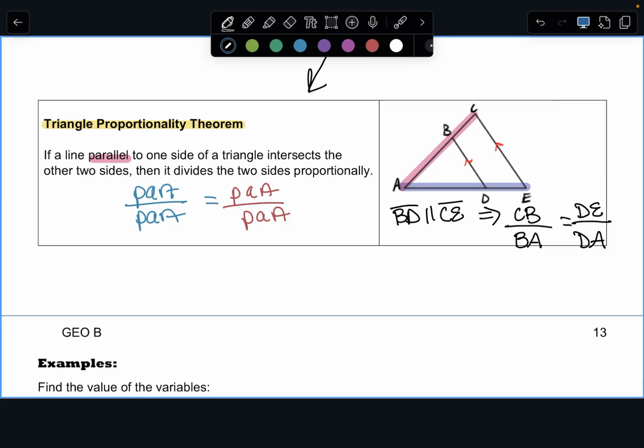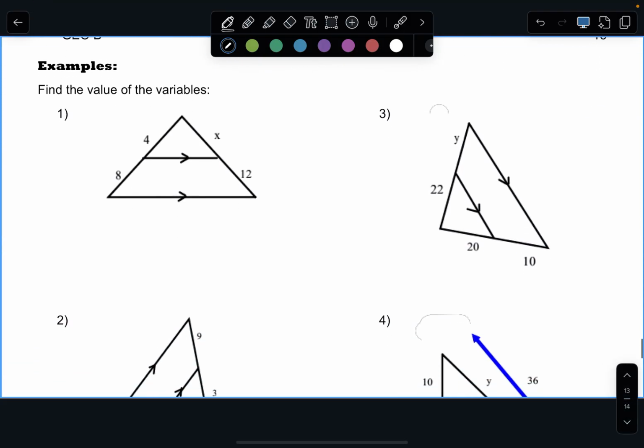And we could flip these around as long as we flip both of them around. But make sure that whatever part you put on top, the one across from it is across from it in the triangle, okay? But that's our triangle proportionality theorem. So we're going to use this to find some unknown pieces or missing lengths of triangles or problems that look like this.